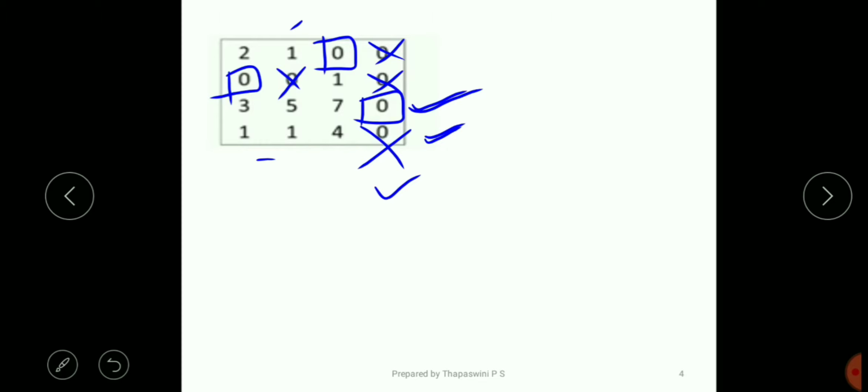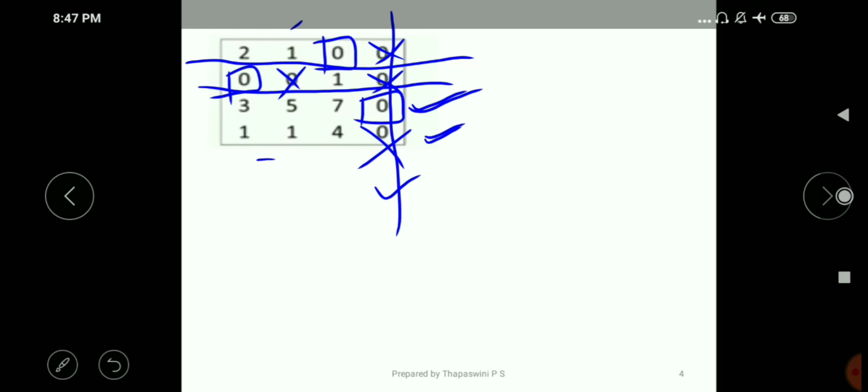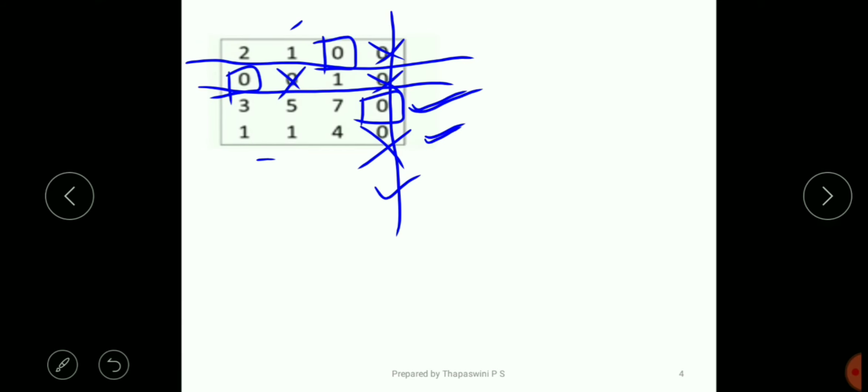Now once we are done with the ticking procedure, the next thing is to draw the lines. We draw lines for the unticked rows, so the first two rows are unticked and we draw a line over them, and we draw a line for the ticked column. The main objective of the ticking and line drawing is to cover all the zeros of this matrix with the minimum number of lines. Now you can see that these 3 lines have covered all the zeros of this matrix.